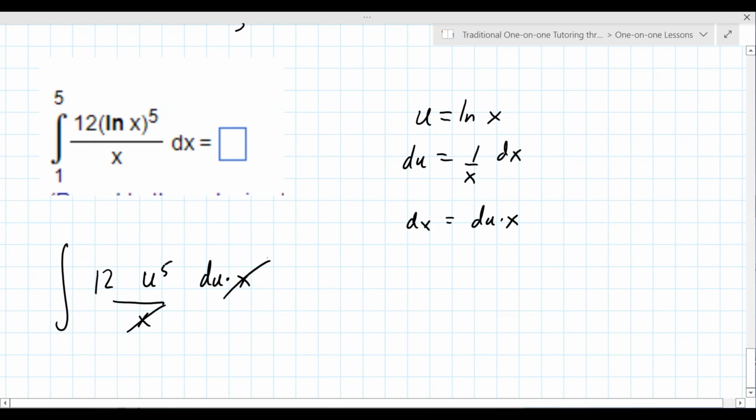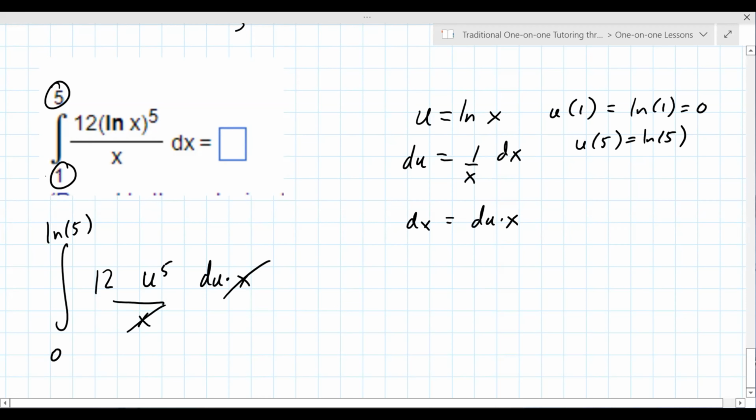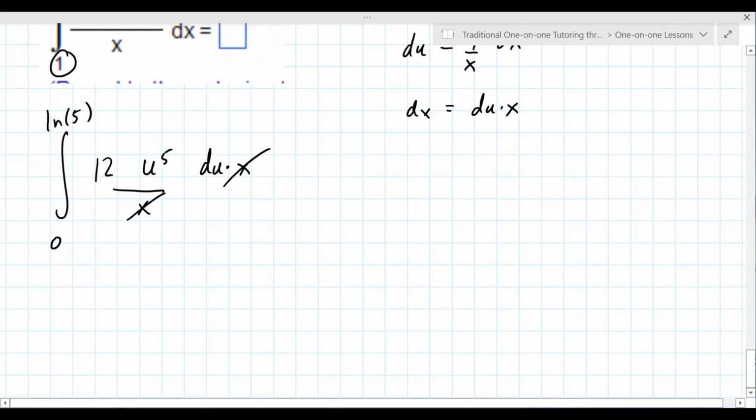Now, what's different about this week is when you make a u substitution, you're supposed to change the bounds. So u of 1, you actually put 1 into your u. That's natural log of 1, which is 0. u of 5 is natural log of 5. So your new bounds of integration: 1 goes to 0 and 5 goes to natural log of 5. You don't have to do this, but it's generally preferred when you get these problems, because they usually work out nicer.